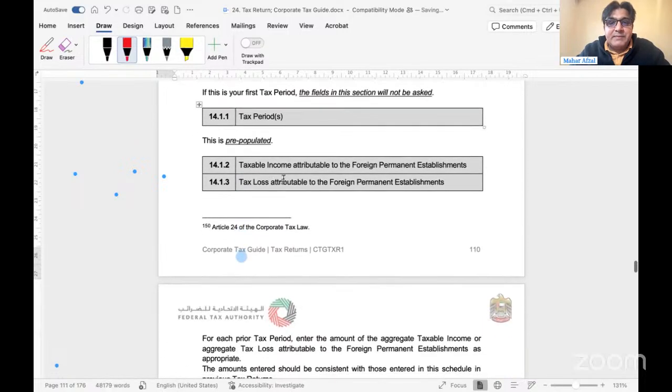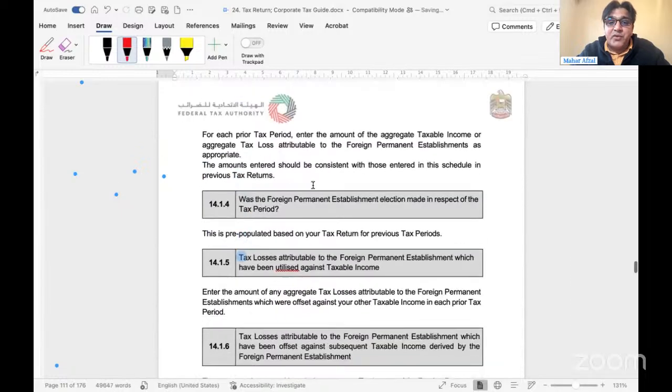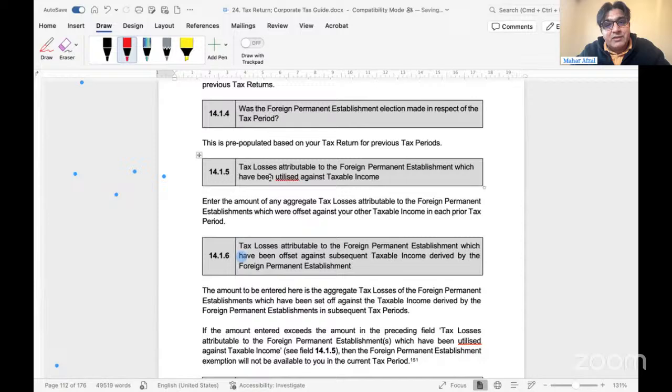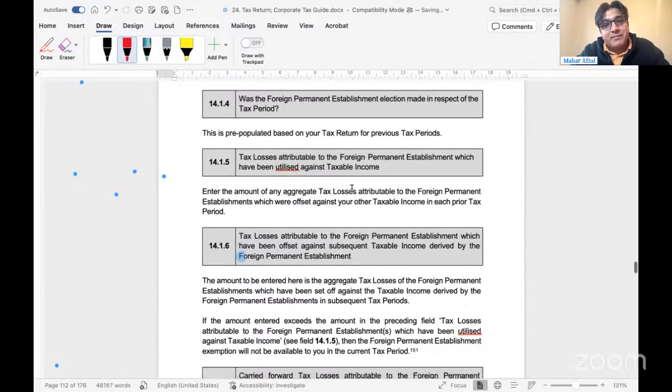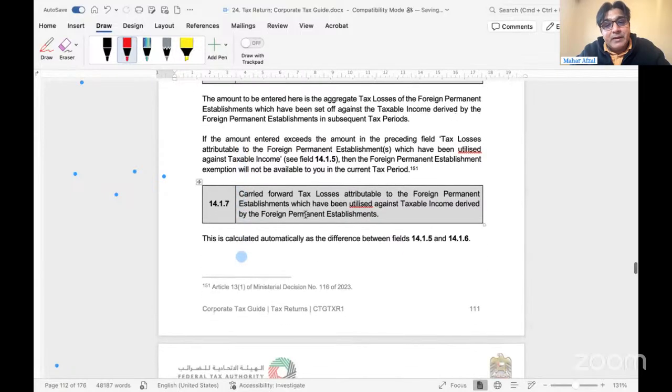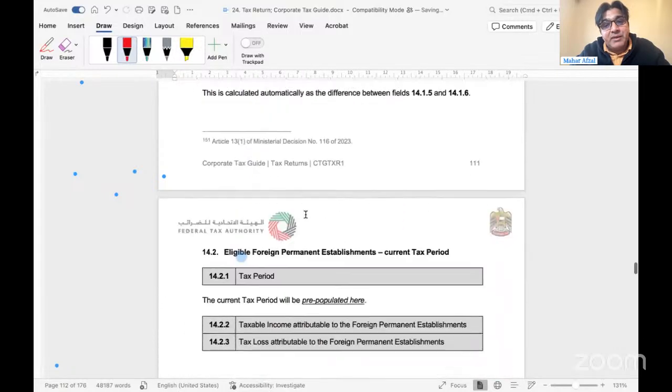Which tax period? Taxable income attributable to the foreign PE. Tax loss attributable to the foreign PE. Was a foreign PE election made in respect of the tax period? Election made or not? Is the tax loss attributable to the foreign PE utilized against taxable income? Tax loss attributable to the foreign PE which has been offset against subsequent taxable income. Carry forward losses of the foreign PE.